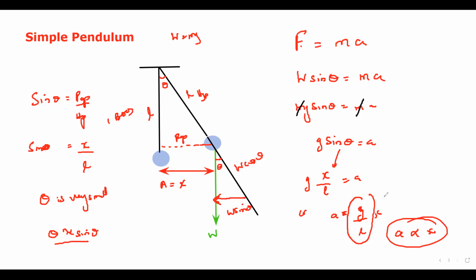So again, you can see that when an object is performing a simple harmonic motion, like a simple pendulum, its acceleration is coming out proportional to the displacement. So we are able to prove this relation. It means the mass which is attached to a string undergoes a simple harmonic motion. Is it clear?